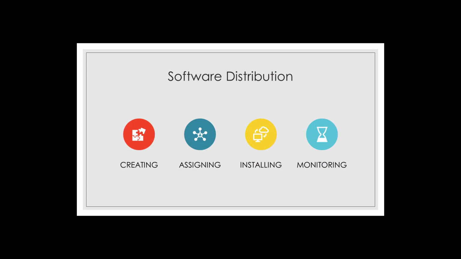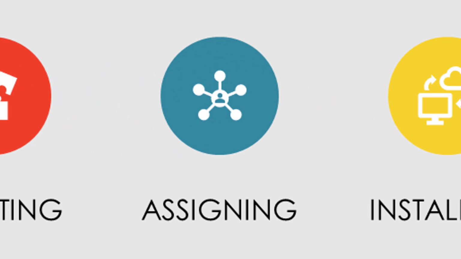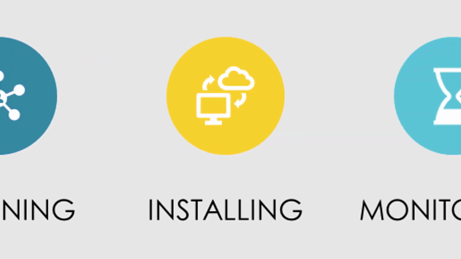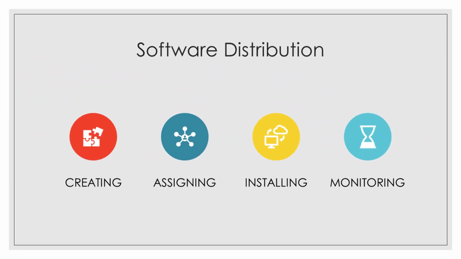Software distribution involves 4 steps. Creating the package to distribute in the package factory and publish it to the master or a relay. Assigning the package to the target device and distributing it. Installing the package on the target device. Monitoring the installation progress and the results.